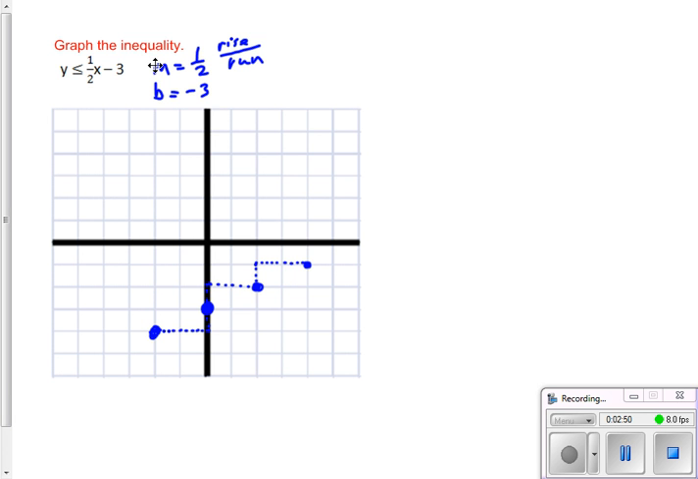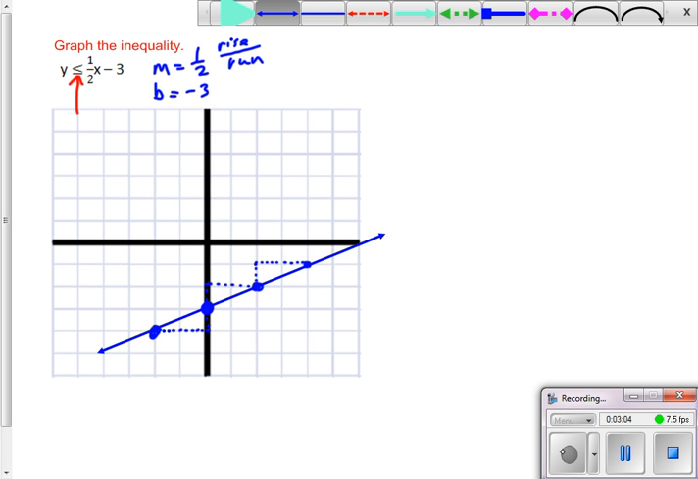Now if we look at this sign, it is less than or equal to. And if you look back at your chart, less than or equal to says it has a solid line. So I would use a straight edge and construct a solid line. There's what my inequality looks like graphed. That would be step 2.